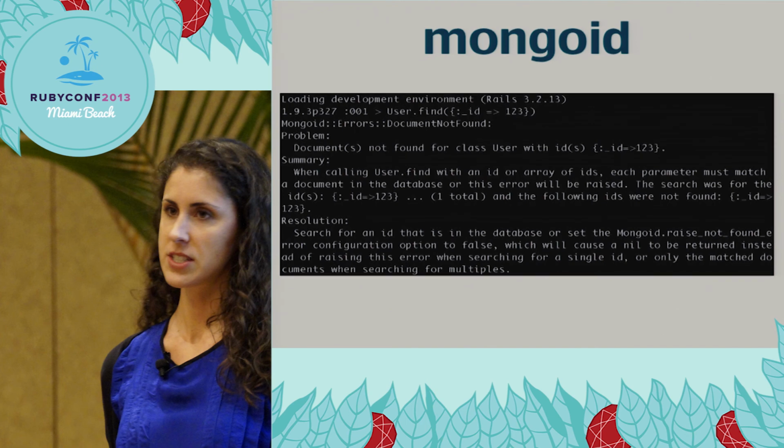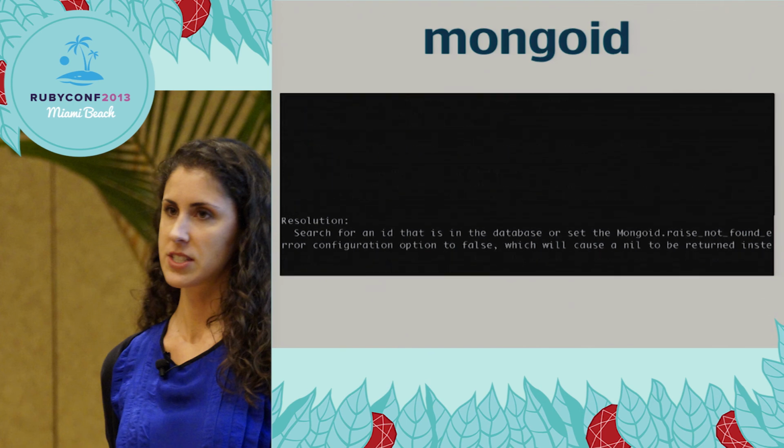So user.find with a certain ID, you get the basic error. It says errors, document not found. Then you have problem, documents not found for class User with IDs 1, 2, 3. Summary, when calling user.find with ID, blah, blah, blah. So you have this nice summary even of what happened. And then what's even better, it tells you resolution. It tells you what to do, and it gives you 2 options of what you can do. This is the best error message ever. So think about your users: they're going to be frustrated when they get an error.